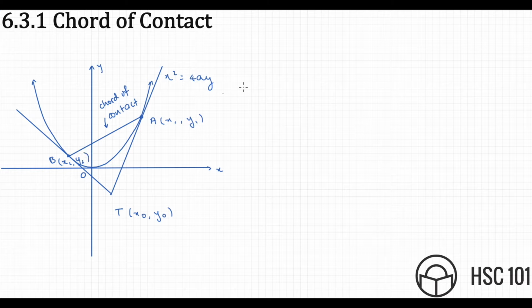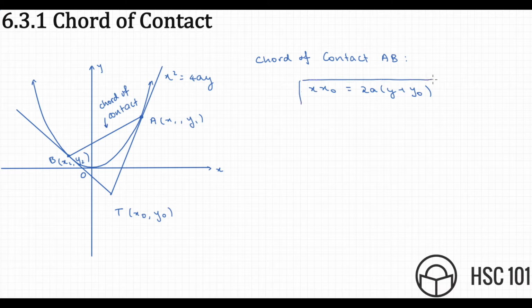The chord AB, the chord of contact AB in this case, is going to have equation x0 x equals 2a times y plus y0. That's going to be the standard equation. And the weird thing about the chord of contact is that the proof is actually not necessary. So whenever we actually need to use the chord of contact formula for Extension 1 math in parametrics, we can go ahead and just quote it.